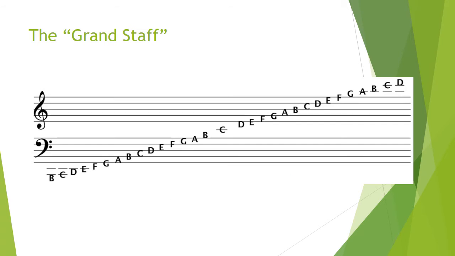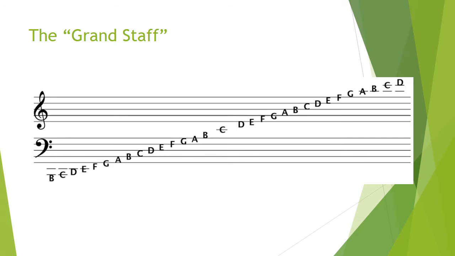Now, pianists will be used to seeing what we call the grand staff, where we include both the treble and the bass clef, and there we've got all the notes that are located on that staff, including some that go above and below. But as you can see, in the middle there is middle C, which is the top of the bass clef and the bottom of the treble clef.